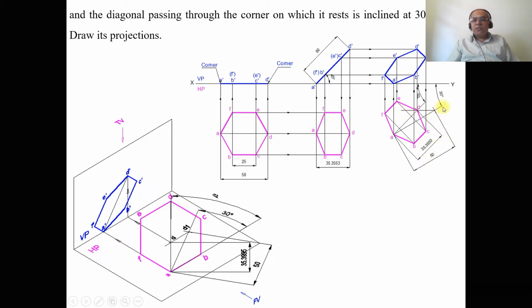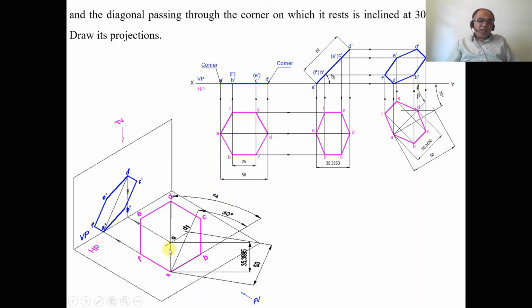Then you draw the locus, and then you take the apparent length of the diagonal, which is 35.3553. You take that distance, and with A as center, cut it on that locus. Then you are going to get the beta inclination line. On that beta inclination line, you reproduce the second position top view, and then you project to get the front view. So this is how you will be able to find out the beta inclination line.